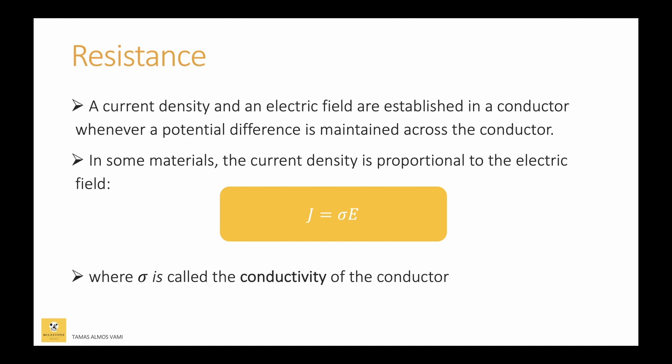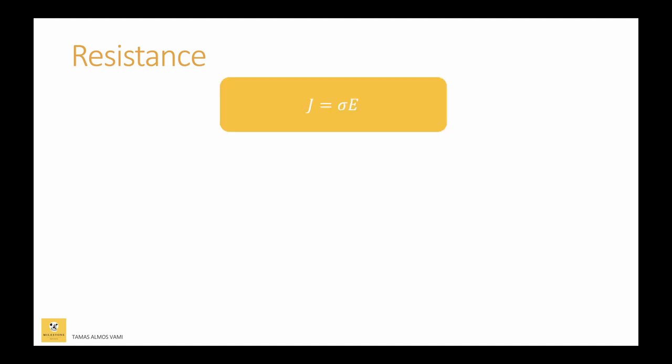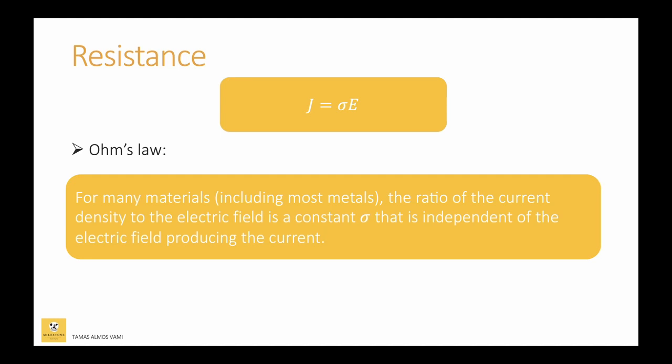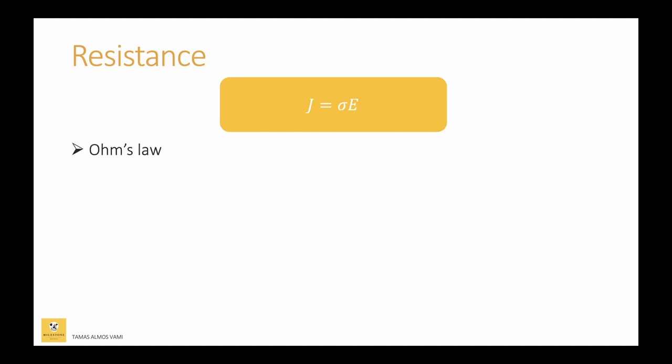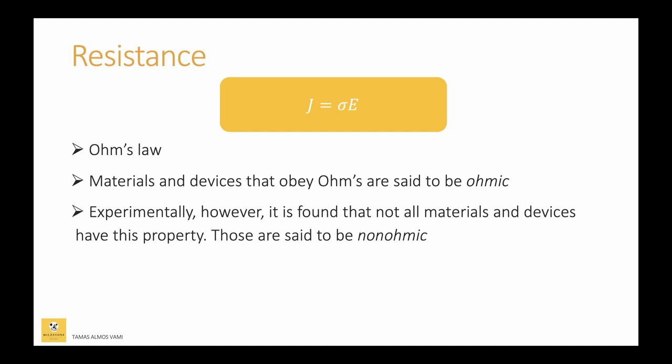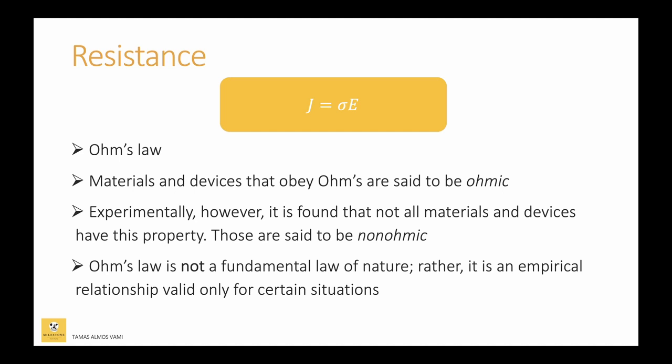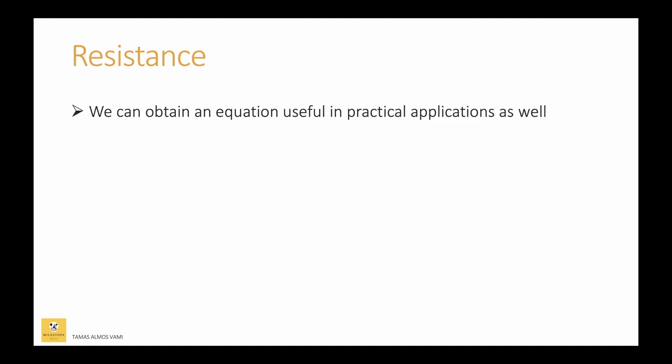So J equals sigma times E is the original Ohm's law, and this is not something very fundamental of nature. This is something that is true for certain materials, and we call these materials ohmic materials. This is something that we just observed. However, we also observe that there are certain materials and devices that do not have this property, and they are called non-ohmic materials. So it's an empirical law, that's what I just mentioned. It's only true for certain situations.